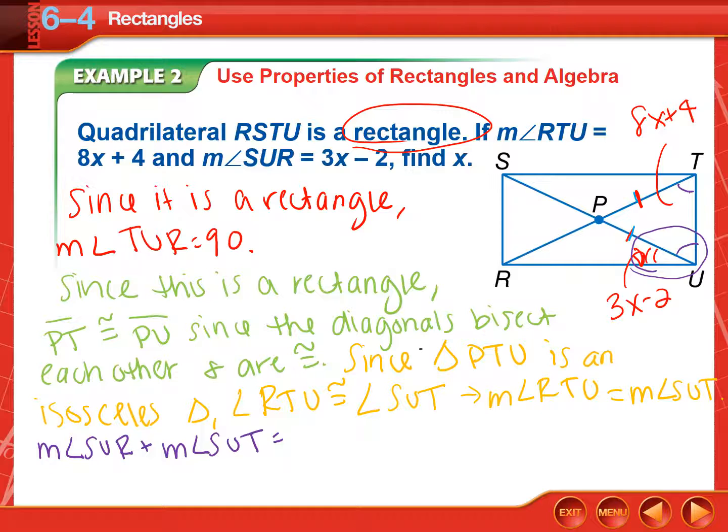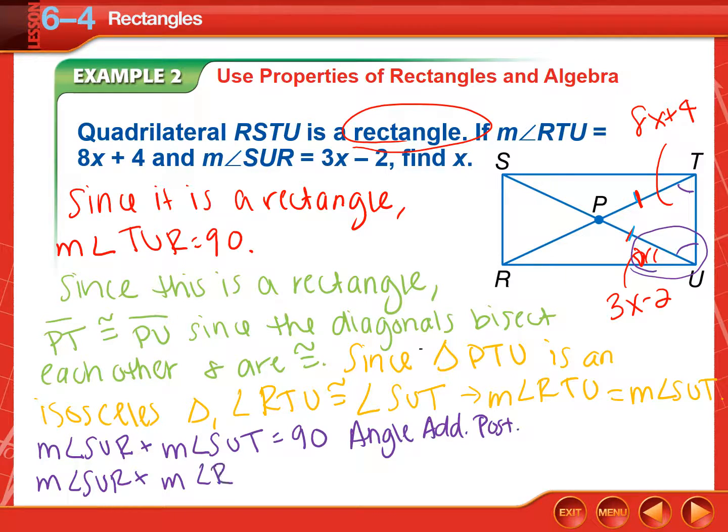equals 90 degrees. Okay, but we now know that RTU is the same thing as SUT, so we're going to use substitution here. This is the angle addition postulate. The measure of angle SUR plus the measure of RTU is going to be equal to 90. Okay, so just substituting here.